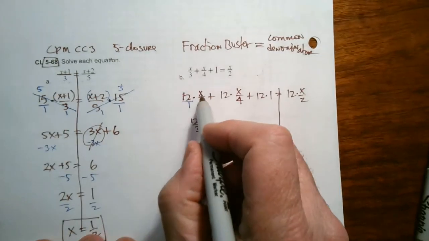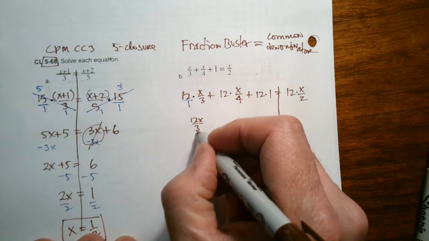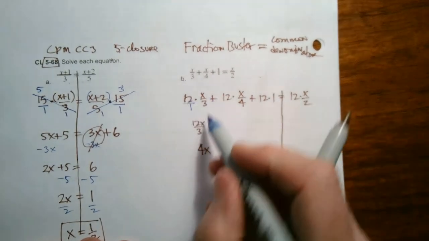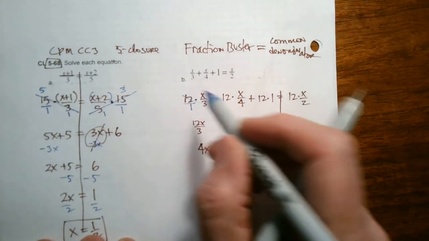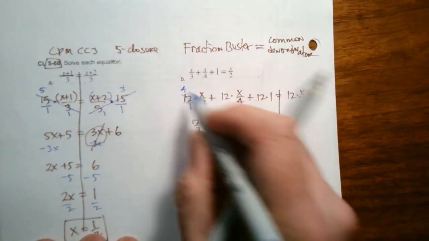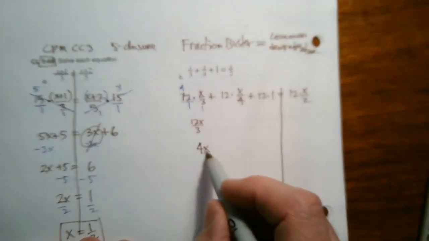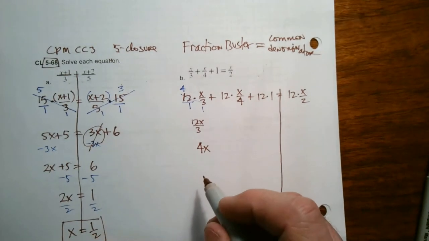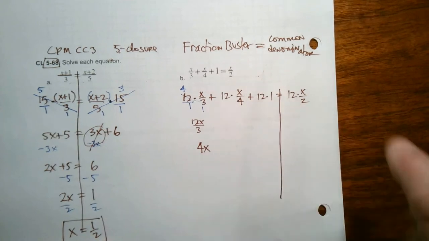12x over 3. 12 times x is 12x, 1 times 3 is 3, and 12 divided by 3 is 4x. Either way you look at it, because I could have done the cross reduce first: 3 goes into 12 4 times, and the 3 becomes a 1. If I simplify diagonally, I get my 4x right away, because 4 times x is 4x, and the 1s on the bottom are not necessary anymore. There are different ways of looking at whether you cross reduce or multiply straight across.